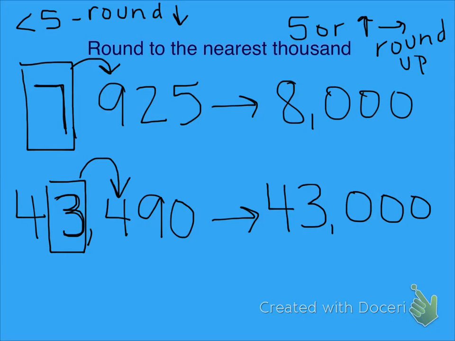So what we're saying is 43,490 is closer to 43,000 than it is to 44,000. So 43,490 would round to 43,000. The steps for rounding stay the same no matter what place you're rounding to. So now we're going to practice rounding to the nearest 100,000, and we're going to practice with the number 849,314.